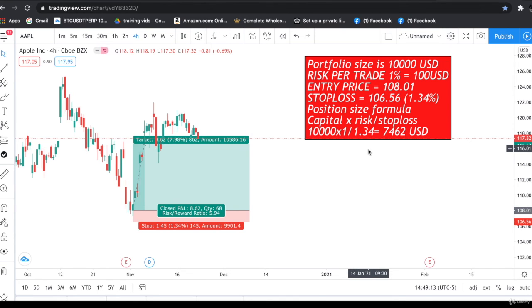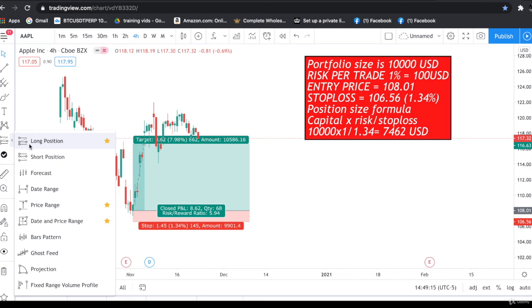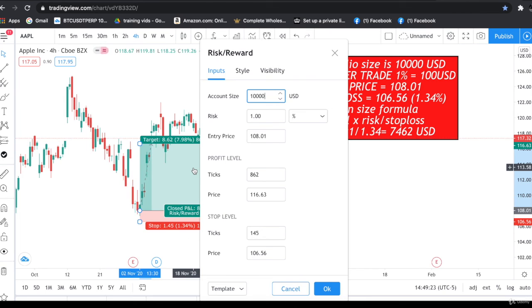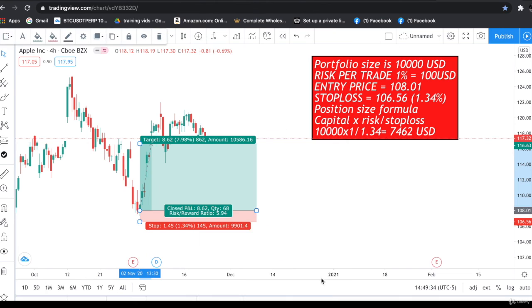I have taken the tool from the toolbox over here, and this is the tool. Now simply double click on this. You have to simply put your portfolio size and your risk size. Now let's assume our portfolio size is $10,000, our risk is 1%, and we set that OK. So you can see this quantity, QTY 68. This means you have to buy 68 stocks of Apple.